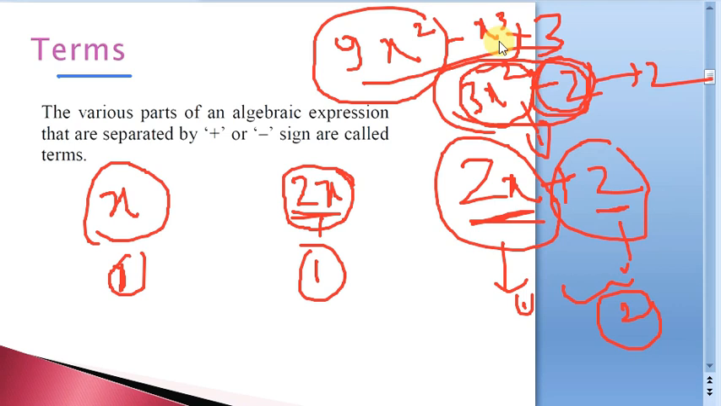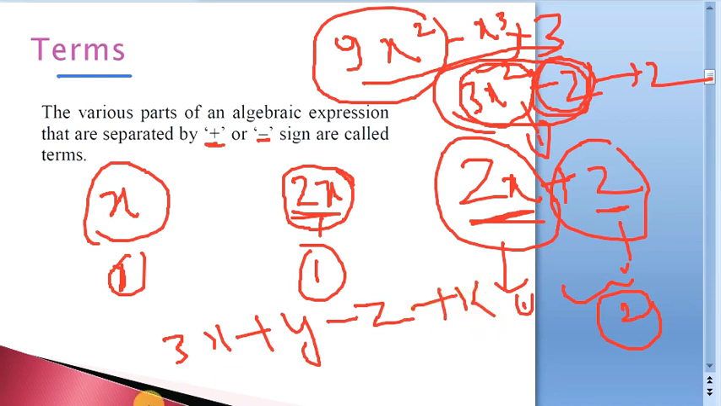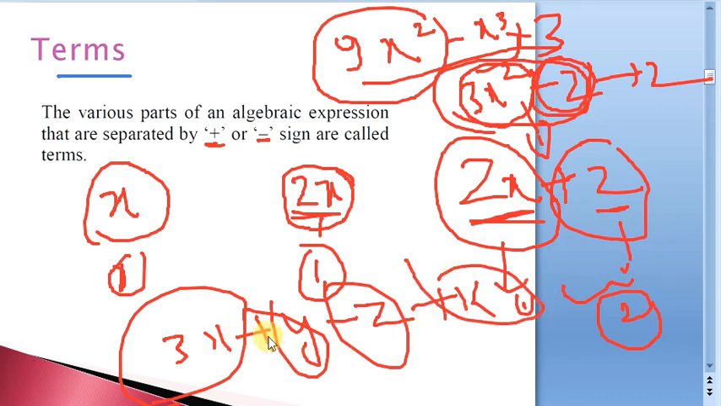The trick is very simple, just always look for the positive signs and negative signs in between. Suppose I say 3x plus y minus z plus k, how many terms are there? This is a term, this is a term, this is a term, and this is a term. Always look for the positive signs and negative signs in between and count the individual numbers.